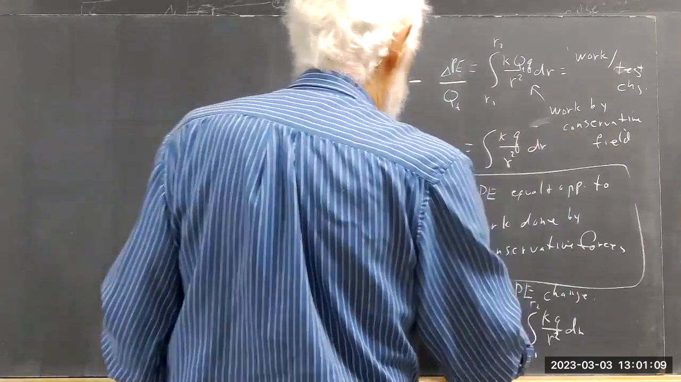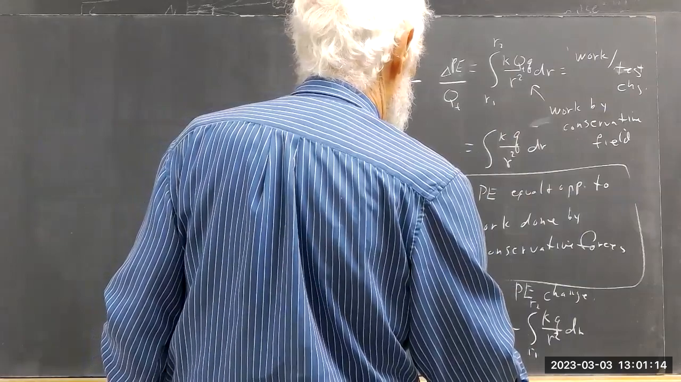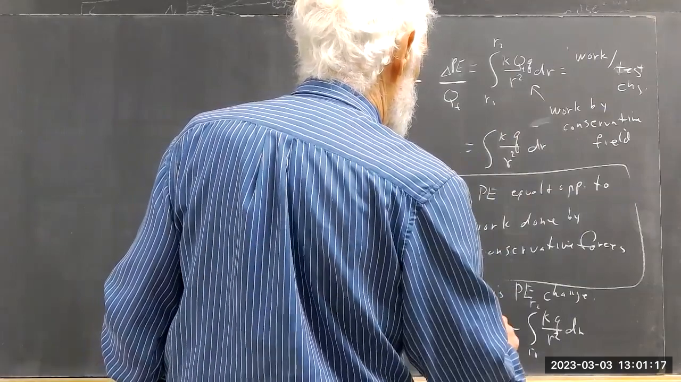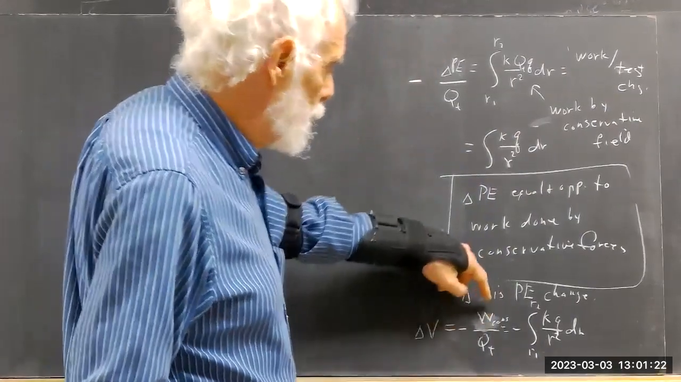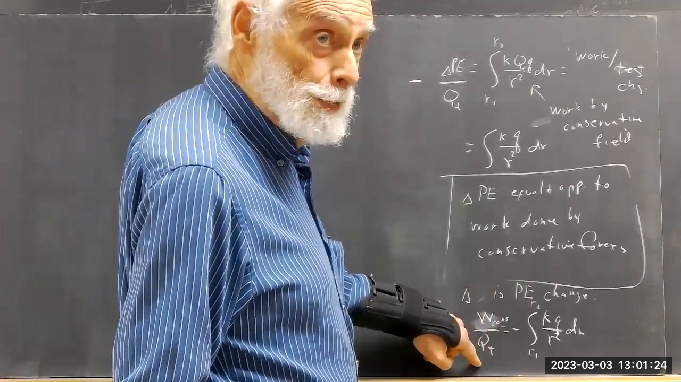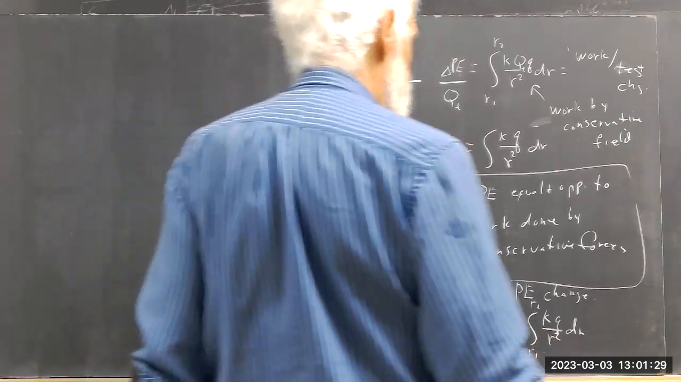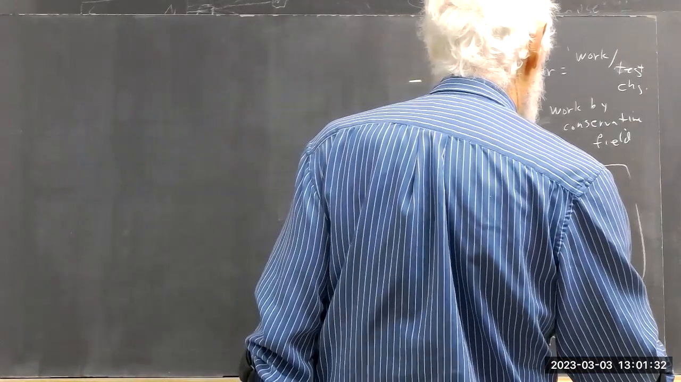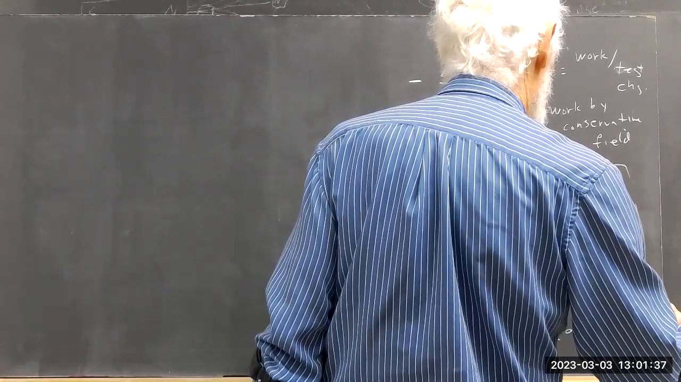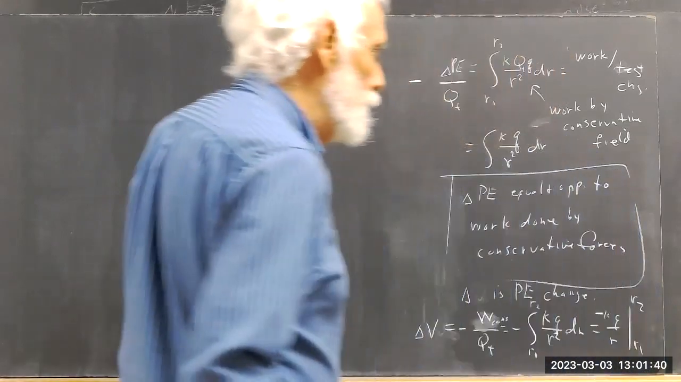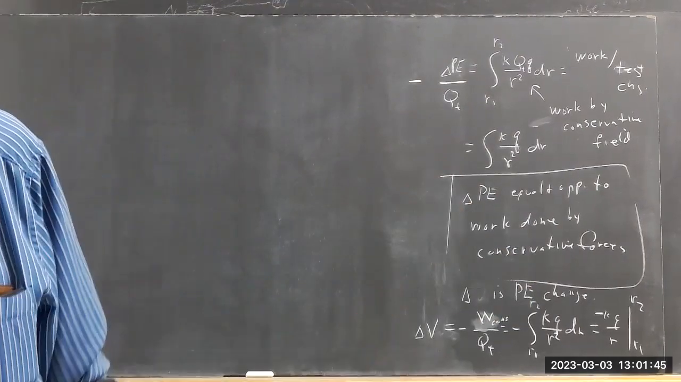So I'm going to write this as delta V, the negative conservative work divided by test charge, which is then going to be the negative of the integral, which of course is going to be KQ over R from R1 to R2. That's negative. And there's your definition of electric potential.